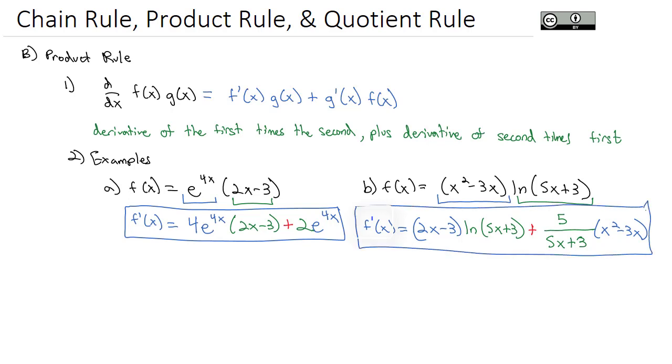And that's our product rule. The product rule is the derivative of the first times the second plus the derivative of the second times the first. That's how we handle a product. Our next video is going to look at how we handle a quotient.